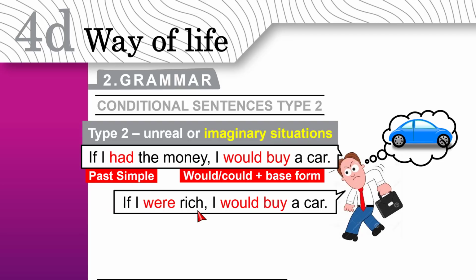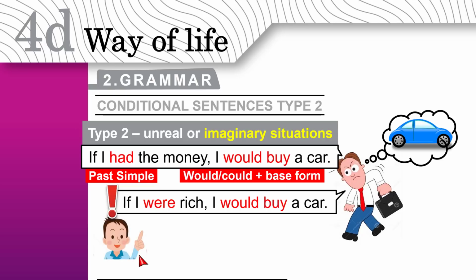If I were rich, I would buy a car. Look, a verb in the past. We're using were with I. Don't we use was with I? I was, he was, she was. Look, in imaginary situations, if you are imagining this, you use were with all personal pronouns. I were, you were, he were, she were, it were, okay?